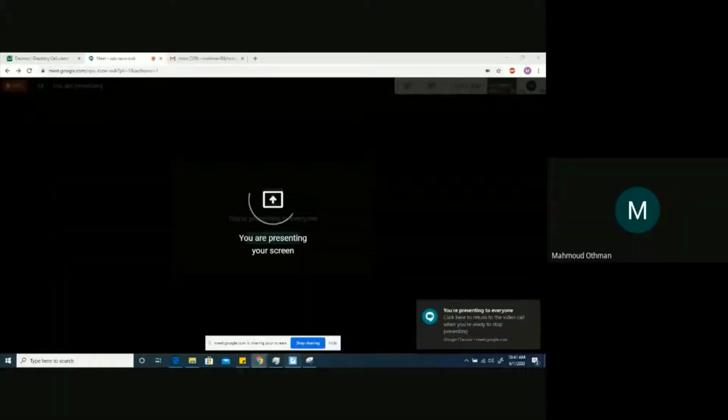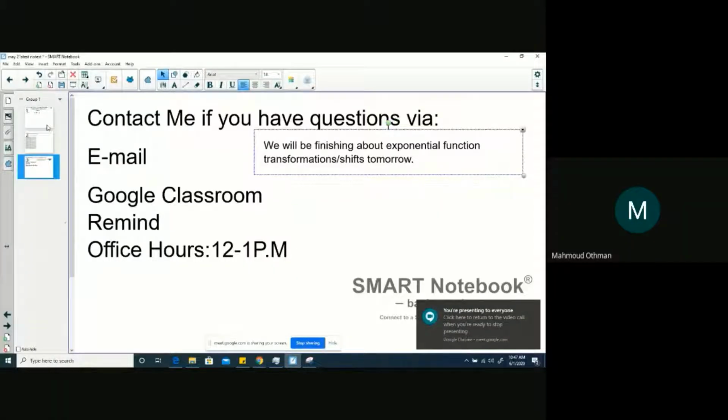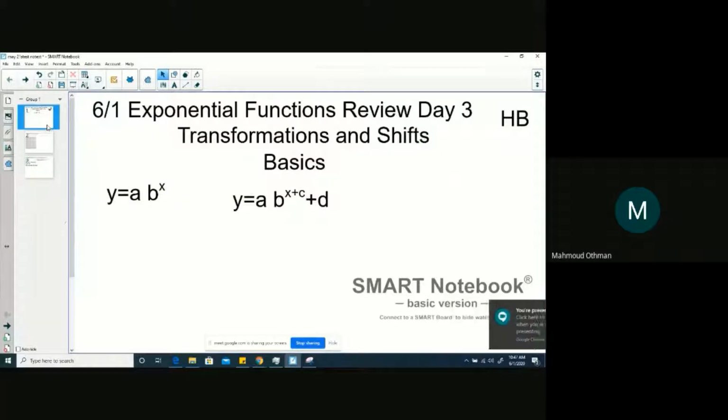Finally, we'll be going over exponential function shifts. Today's date is 6/1, which is my birthday. Happy birthday, Mr. Rothman.